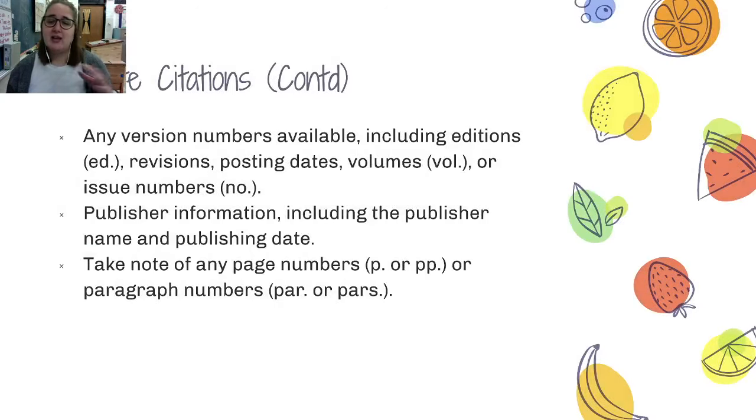Any version numbers. You won't come across a lot of version numbers, but if there was one, it would be like 8th edition, 9th edition, 10th edition, things like that. Publisher information is whoever put it out there. The example I'm going to give you involves Shane Dawson. He created a video and published it, the container would be YouTube, and he is the publisher because he put it out there. He's also the author, but we'll get there.